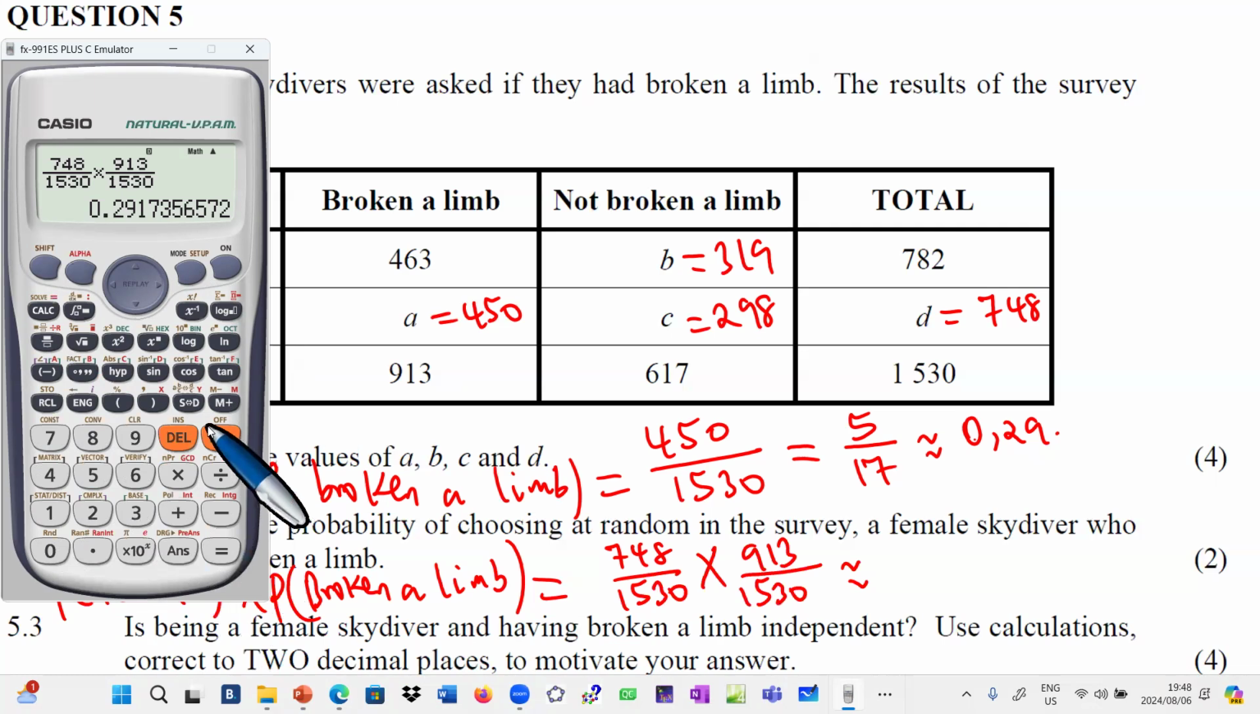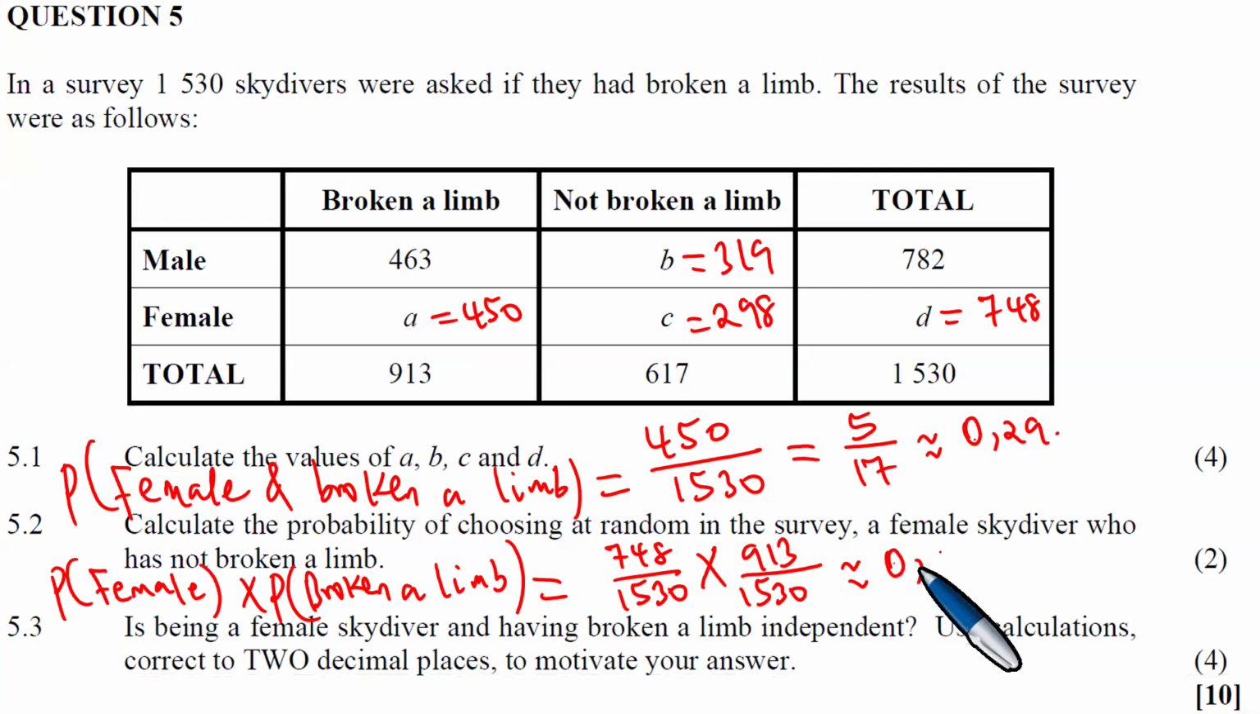It is 0.29. But what are we able to see? It is that this probability of female and broken limb is 0.29. The probability of female times the probability of broken limb is also actually 0.29. This is the conclusion.